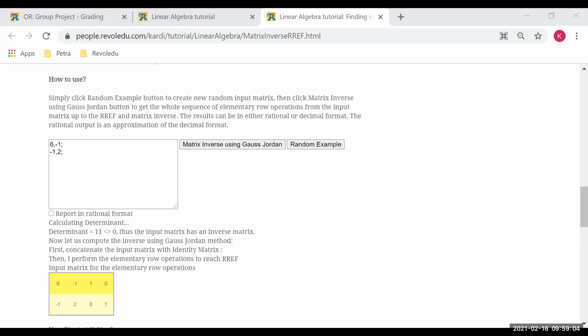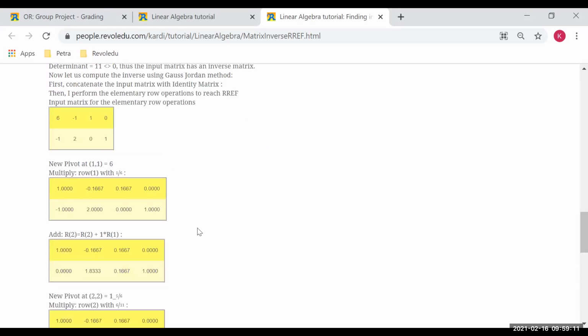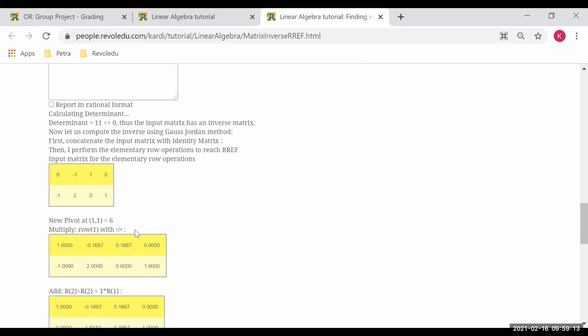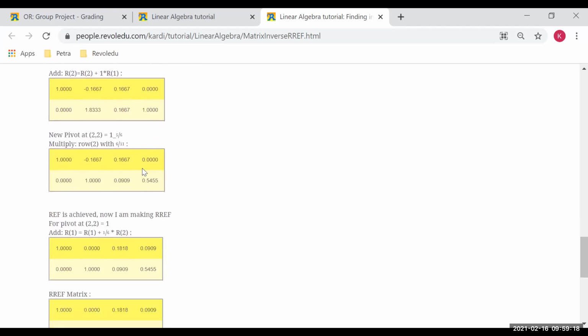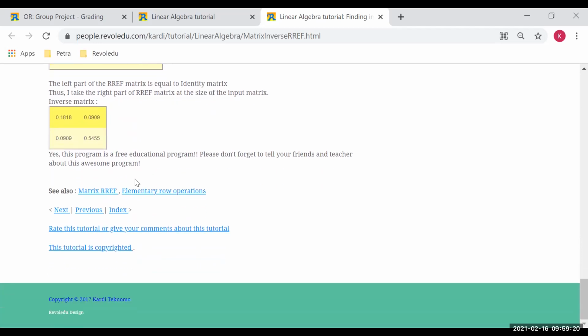Okay, so here you have the matrix A, which is 6, minus 1, minus 1, 2, right? So then you input that. At the end, this is how they calculate manually. You can also see how you calculate manually in this calculator, in Revoledu. And then at the end, you get the matrix inverse. Right. And then matrix multiplication is clear, right? So you can just multiply the matrices. So up to here, is there any question?